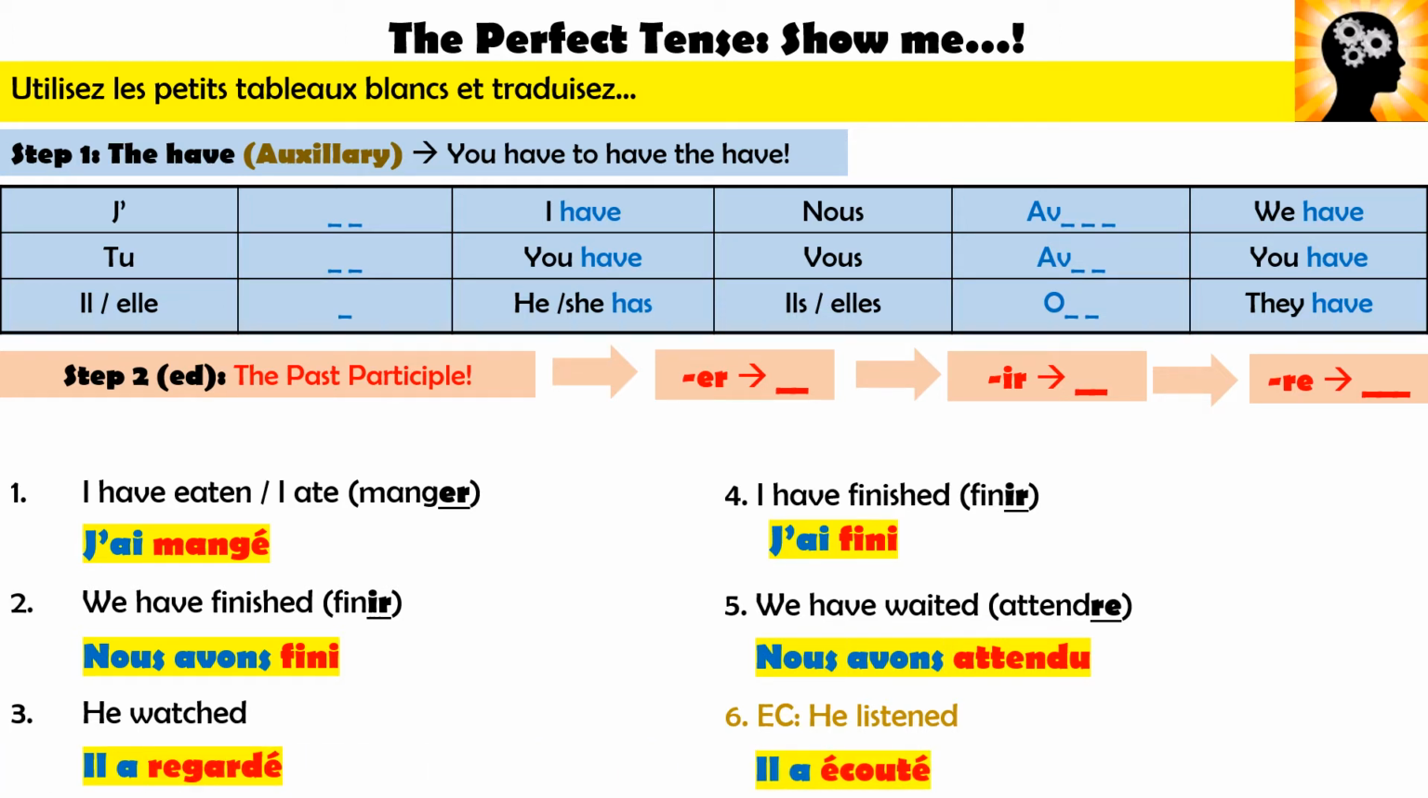Just have a little look at that extra challenge. Did you have the have? I took it away. I put it on all 1 to 5. He listened. Remember, in French, you still have to have the have. It's always il a écouté.